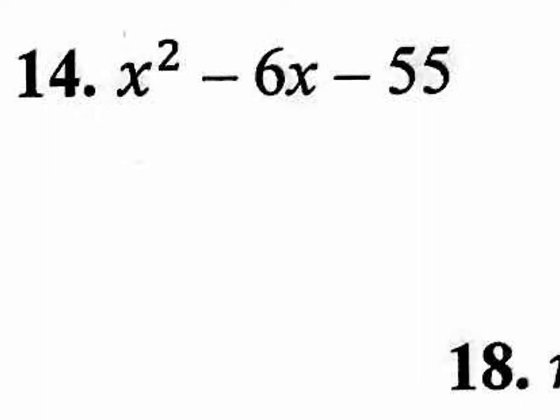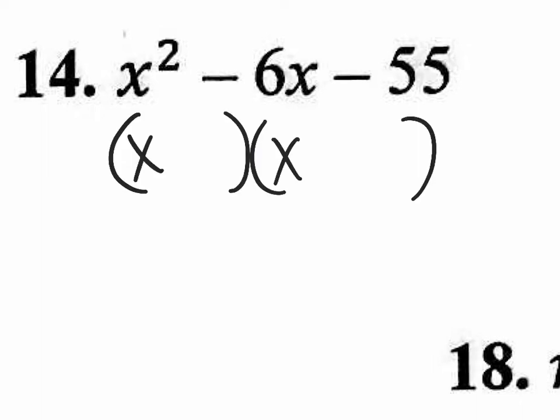Again, we could set up the answer format. And we want to think of the multiples of negative 55. So just the first thing that comes to my mind is 5 times 11, right? But 5 times 11 is positive 55, so one of them has to be negative. So I need to determine which one has to be negative in order for my b value to be negative 6. So that would be a negative 11 times a positive 5. So plus 5 minus 11 is the correct numbers to plug into your factored form solution right there.